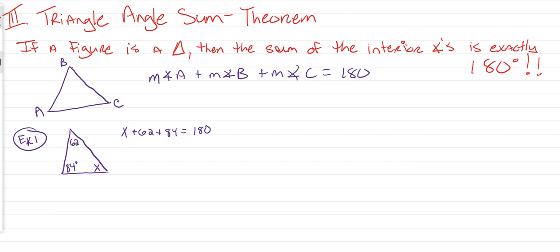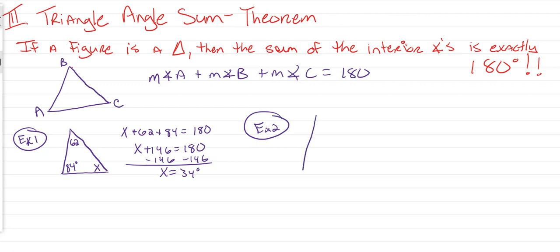So we do 62 plus 84. That's going to be 146, equals 180. And then I would subtract the 146, and I get x equals 34 degrees. Example 2. Example 2 would be something like this.